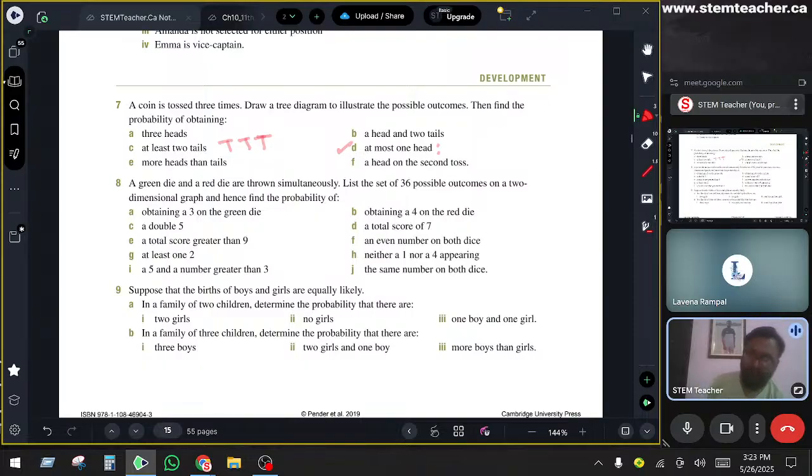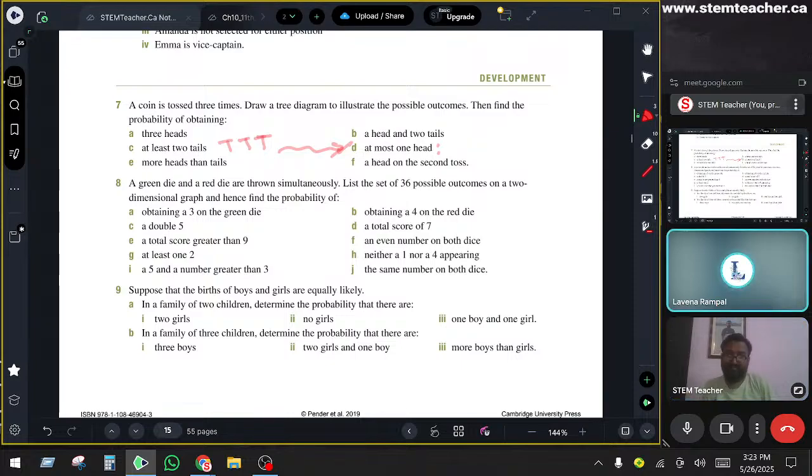Okay. So what is the answer of 7C? I'm not writing this question. 7C means at least two tails means two or three. At most one head. Both are same. C and D are same. Very good. Next, more heads than tails.